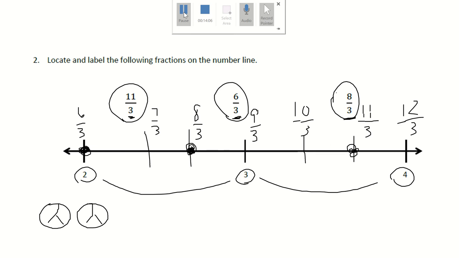All right, so again, if you need more time, you can pause it before you go on to the next number.